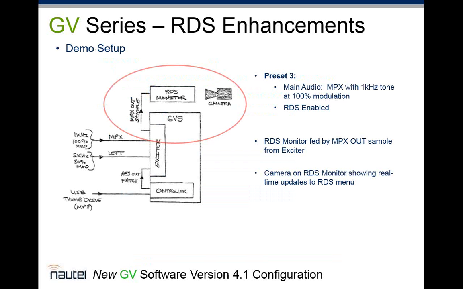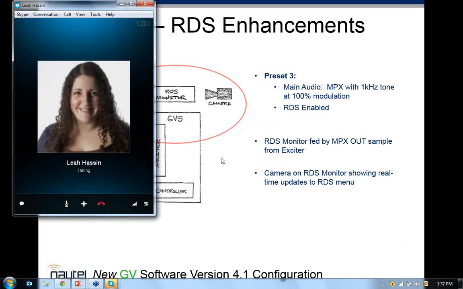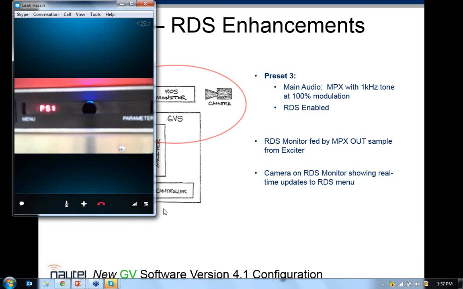Okay. So we're going to focus specifically on the RDS portion of this. We've got an MPX output sample that's being fed from the exciter in the GB5 to an RDS monitor. And I think this has never been done before, but we actually have a camera looking at the screen of the RDS monitor so we can get real-time feedback on what we're doing in the preset. There's Leah going to call us. Right on time. Okay, so there's the camera. Hopefully everybody can see this all right.